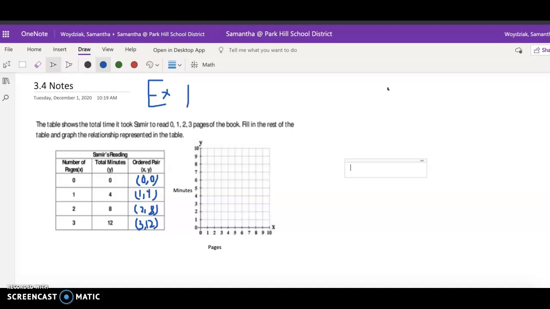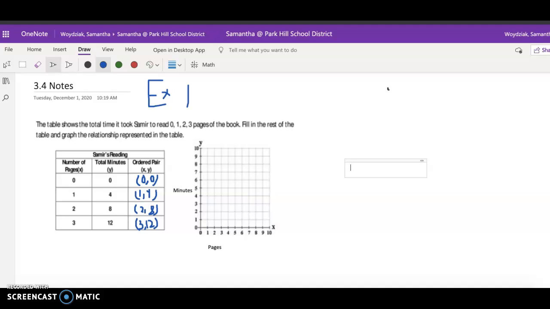Now, you can look at the table and it says Samir is reading number of pages X, total minutes Y. That means the number of pages will be graphed on the X-axis and the minutes will be graphed on the Y-axis. The X-axis is horizontal, so it's left to right, and the Y-axis is vertical, which means it's up and down.